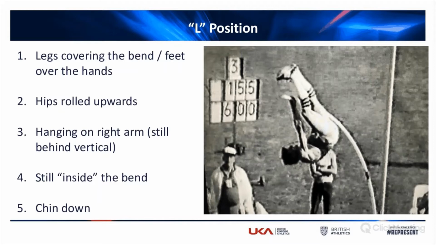So Bubka has covered now the bend really well with his legs, and his feet are pushed back over the top of his hands. You can see how much from maximum pole bend his hips have continued to roll up, and this is a big problem. This is where a lot of athletes get stuck and they get trapped with their hips low. He's still hanging on that right arm. It's still behind the vertical. It's not cranked forwards. It's still just hanging out in that L position, which is perfect.